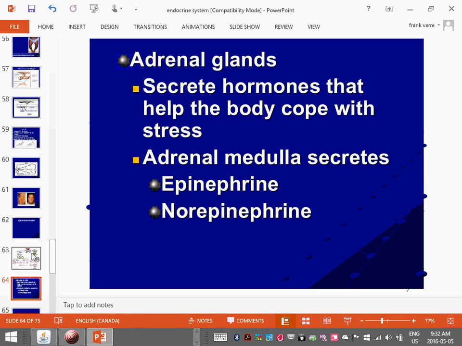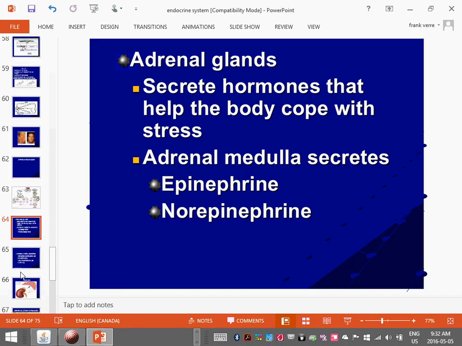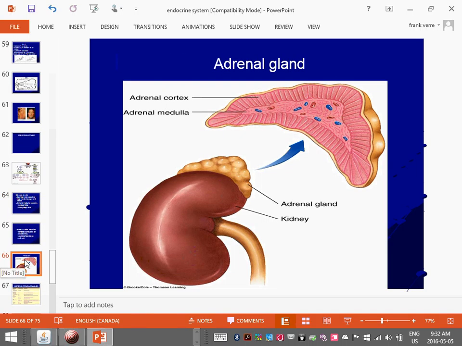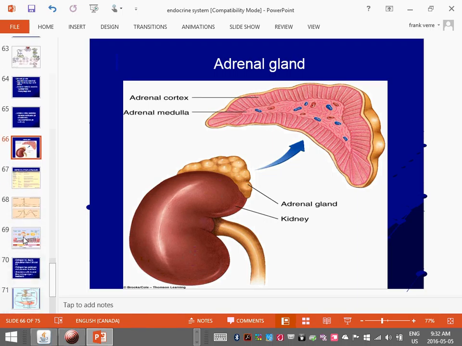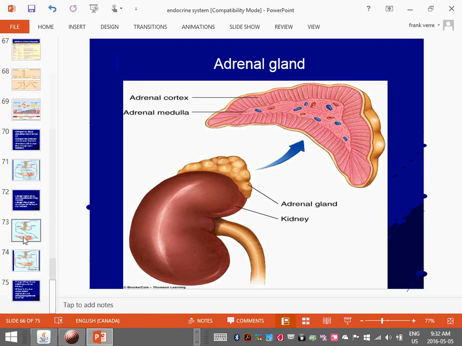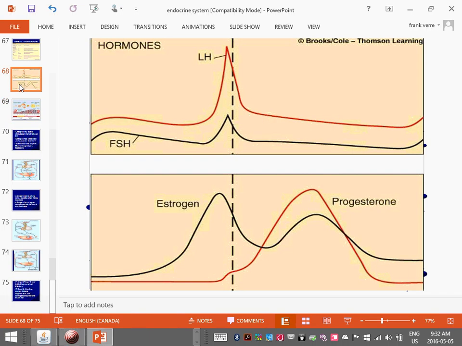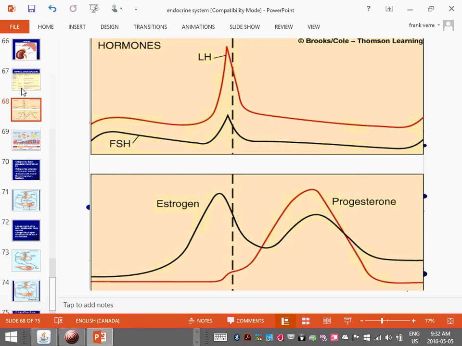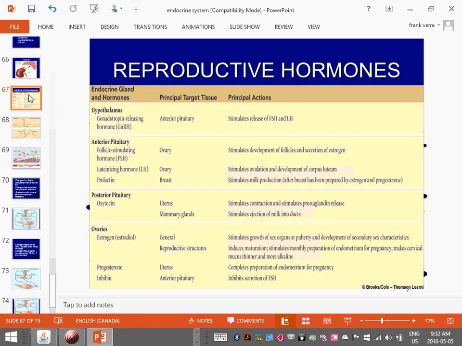Okay, ladies? So that's it for today. Here's a picture of the adrenal gland. What we'll do next time, and we'll only have a little bit left, is talk about your reproductive system. Again, another good example of regulation with the reproductive hormones. Okay, ladies? So that is it.